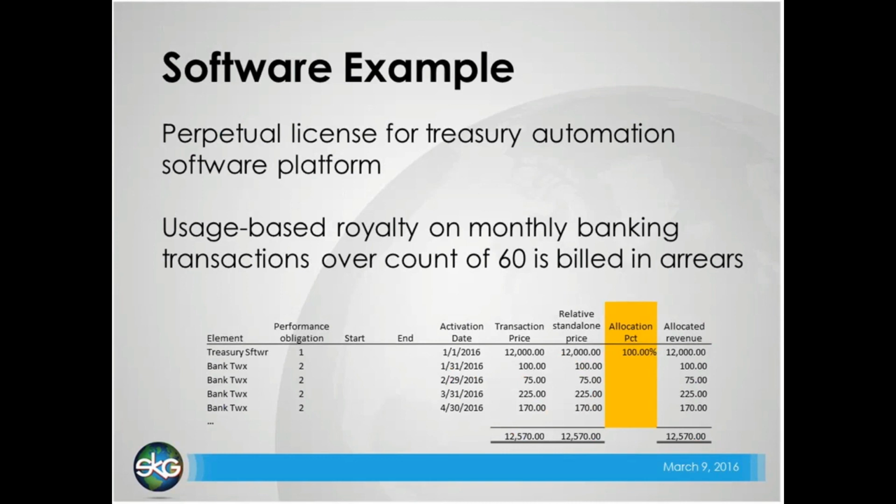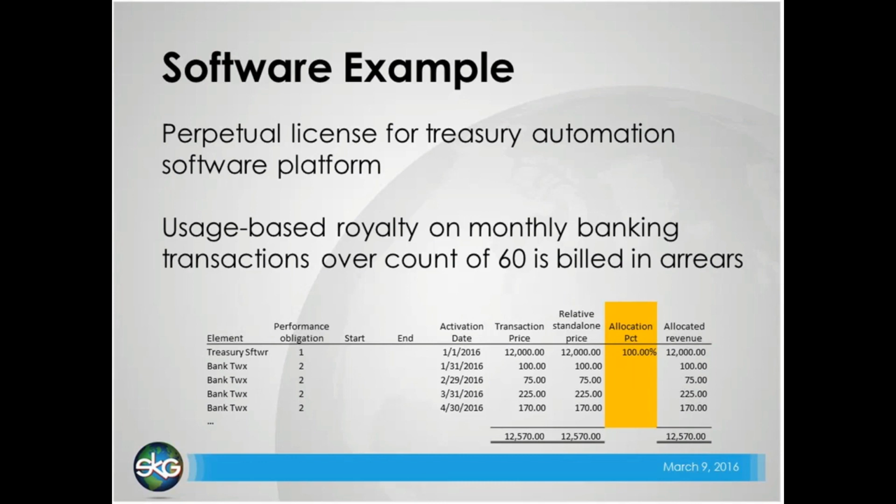There we go. So in this case, we have a software example where we've set up a perpetual license for a software platform. We used SKG's treasury automation platform. And part of that, the way we're setting it up, is that we've defined that there's a fixed portion of that as well as a usage-based royalty based on the banking transactions over a count of 60, and we're billing those in arrears. So what I want to show you on this is specifically the initial setup. I won't go through the contract and the addendum information. We'll just go to the elements and then show you how we'll take on usage and what that will look like.